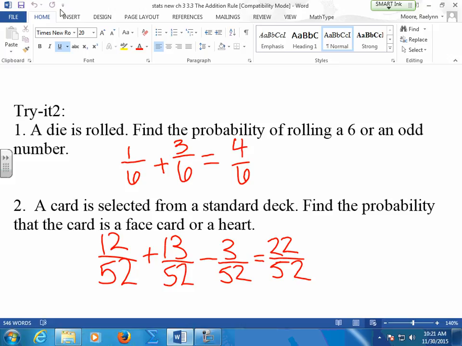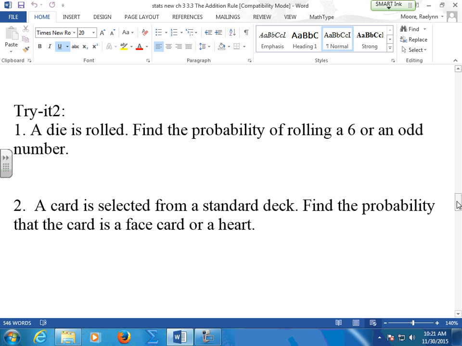You added it in the face cards, you added it in the hearts. So together, 22 out of 52. And then at the end, you can reduce it. Does everybody see the mutual exclusive? Okay, this was very good, guys. Very good. Mutually exclusive is a tough one to get sometimes.